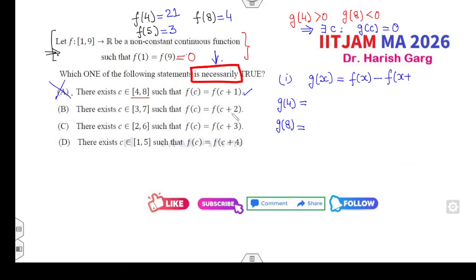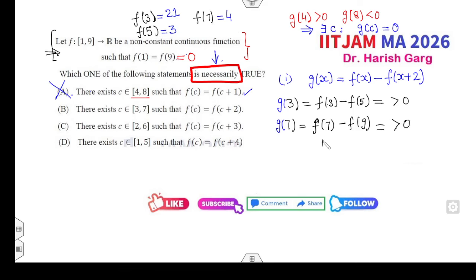Second option is, instead of x plus 1, it's x plus 2 and my interval is 3 and 7. Fine. So my target is to find between 3 and 7. So that number is f of 3 minus f of 5, f of 7 minus f of 9. So again you can see there is no restriction on f3, f4, f5, f6 and so on. So I can assume f3 is 21, f5 is 3, f7 is 4. So clearly both the numbers are positive. So no IVT theorem is applicable.